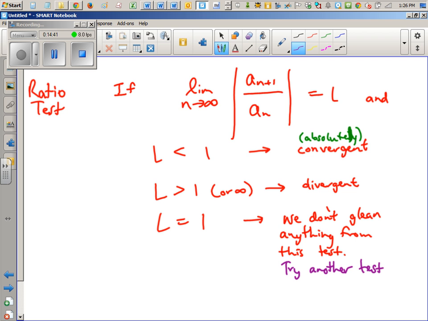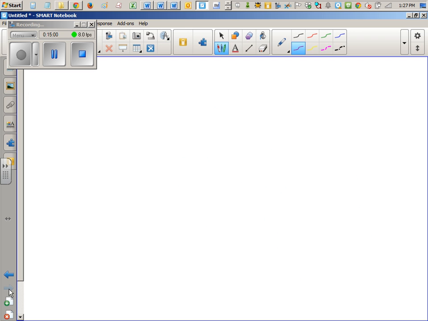Okay, we're ready to try out this new test. We've already done 4 warm-up problems where you wrote down a sub n and a sub n plus 1. That's what the warm-up was about, just trying to get you to write down a term and the term after the term. Okay? So our first example is the sum of n squared minus n plus 1 over 2 to the n.